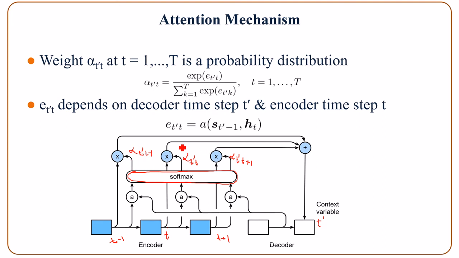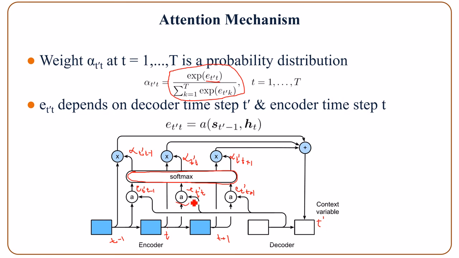Looking at the softmax function, the term e_{t't}, which is the input to the softmax function. So we have e_{t't}, e_{t',t+1}, and e_{t',t-1}. We could see that e_{t't} depends on the decoder time step t prime and the encoder time step t.